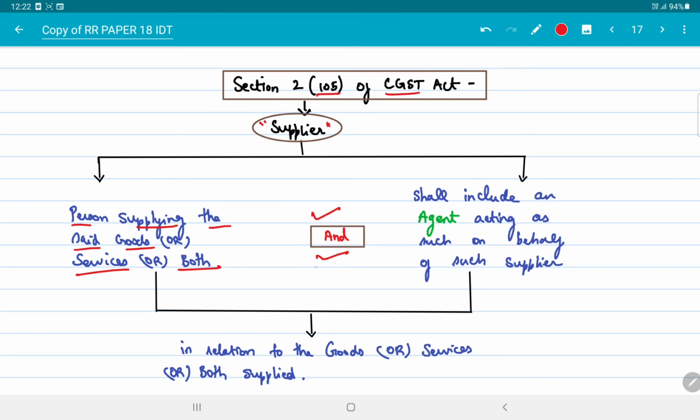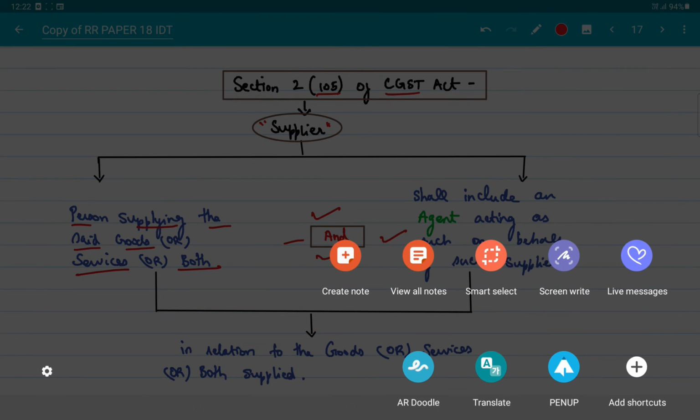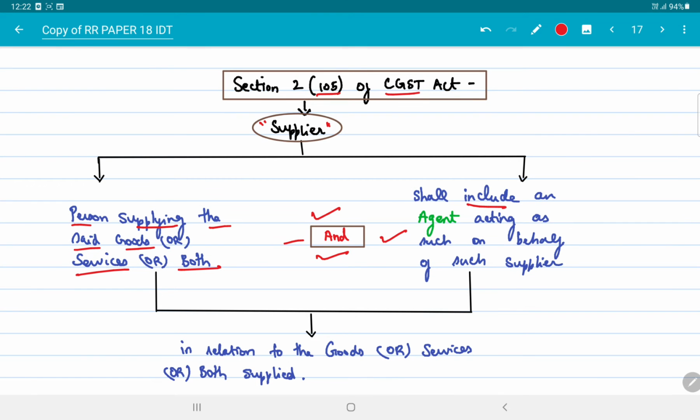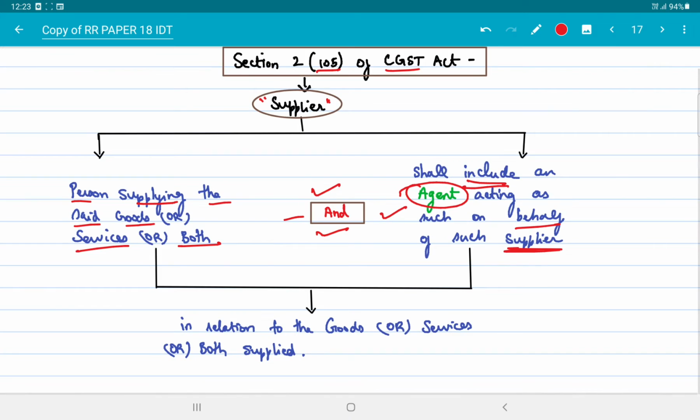And it shall include an agent acting as such on behalf of such supplier. Okay, that's it. Supplier means a person supplying the goods or services or both, and also it includes the agent who acts on behalf of the supplier in relation to goods or services or both supplied. So agent is also a supplier.